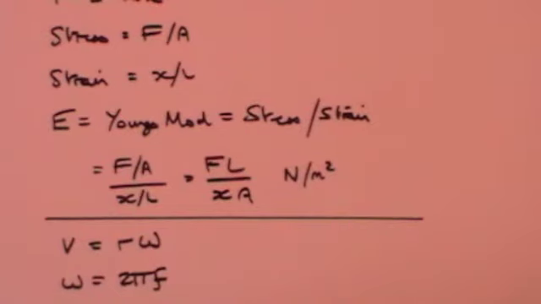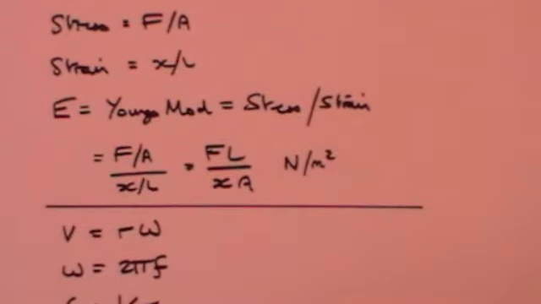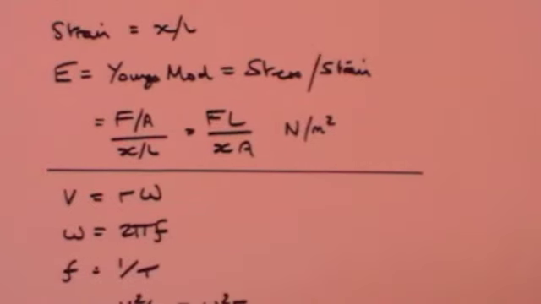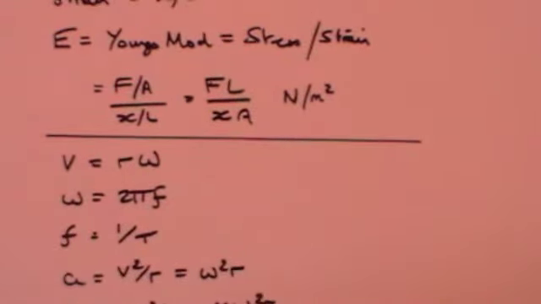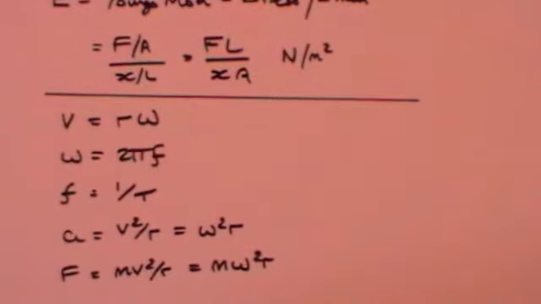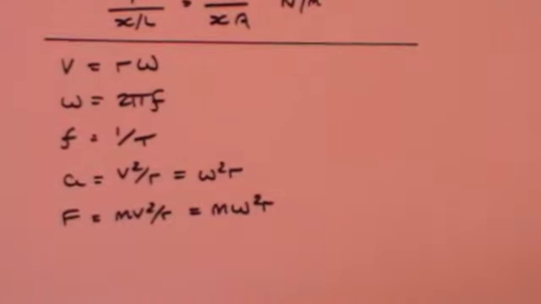The velocity is equal to the radius times the angular velocity. Angular velocity is 2π times the frequency of rotation. Frequency is 1 over the period. Centripetal acceleration, which is directed towards the centre of the circle, is v²/r, or ω²r. Centripetal force is mv²/r, which equals mω²r. In other words, it's just the mass times the centripetal acceleration.